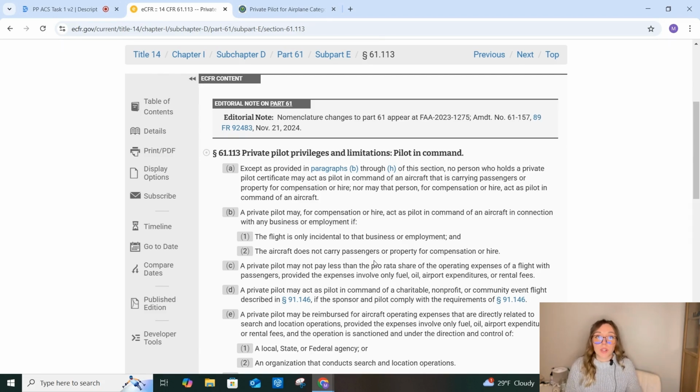Privilege, you can now fly a plane legally. You can go to an airport, a school, a place that rents planes, a friend, and you can ask if you can take the plane up, and legally you are allowed to do that. The limitations are you can't fly for compensation or hire. You may not pay less than the pro rata share of that aircraft, and there are some nuances which are outlined in 61.113.